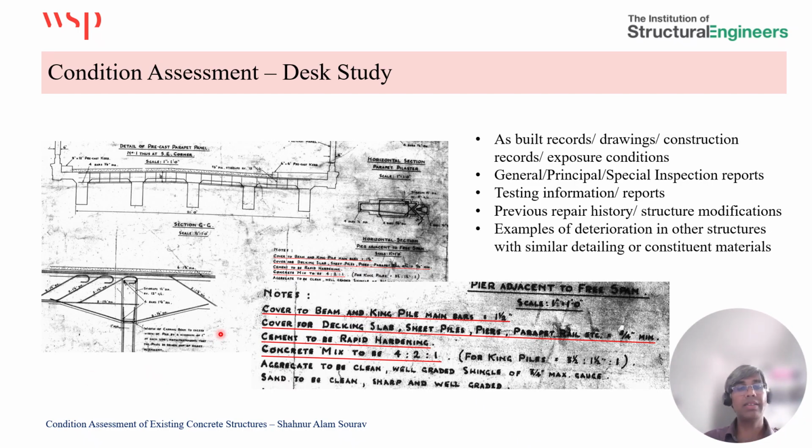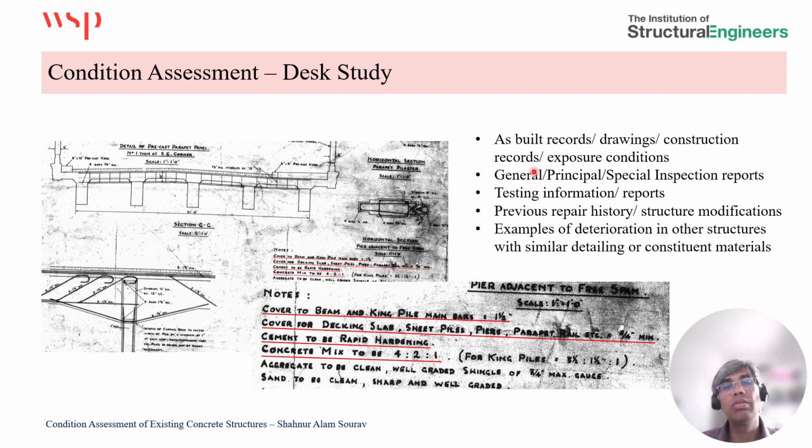Here is a typical example of a desk study. You can see these photos showing the reinforcement detailing in the concrete deck. If we are lucky enough, we can get enough information about the concrete design. In this case, the cement used was rapid hardening cement. This structure was built in the 1940s, and there might be some information about the concrete mix design and how it was mixed as well.